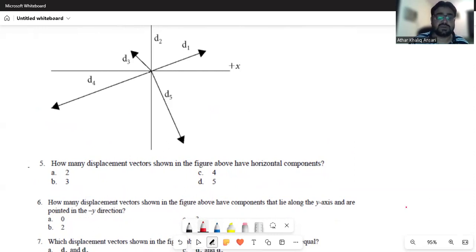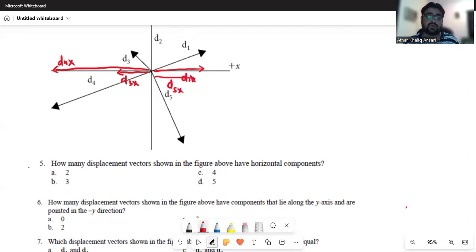If I see here, this is d1, it has a horizontal component, that is d1x. On the other hand, d2 is on the y-axis. It does not have anything along the horizontal. d3 has a horizontal component, that is d3x. d4's horizontal component goes from here to here, d4x, and then d5 has a horizontal component that reaches from here to here, so this is d5x. So there are four horizontal components out of 5.